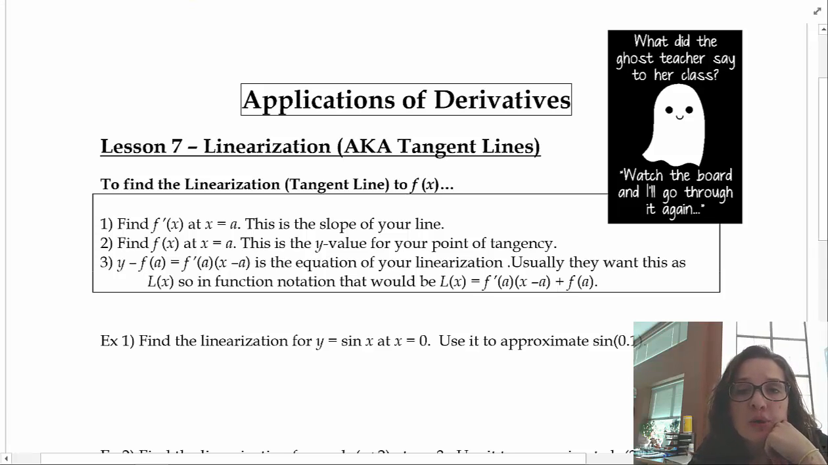All right, so we're going to talk about linearization, which is really just tangent lines. It's a fancy way of saying we're going to use a tangent line to predict points around the point of tangency. Rather than dealing with a messy function, we can deal with a linear function, which is much easier for us to compute. So really, that's all this is.